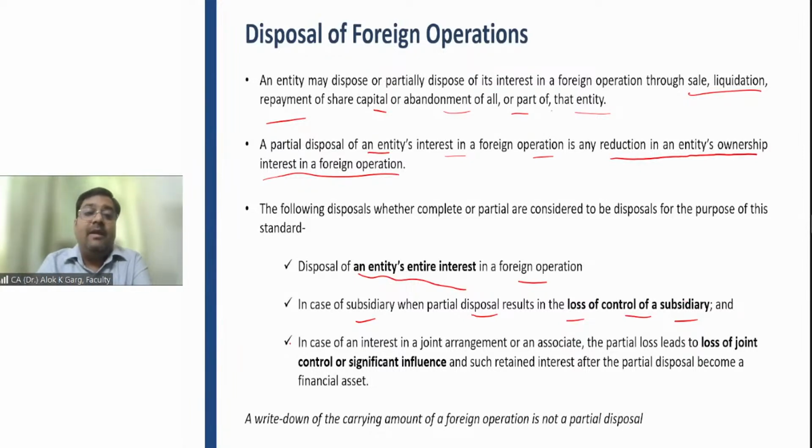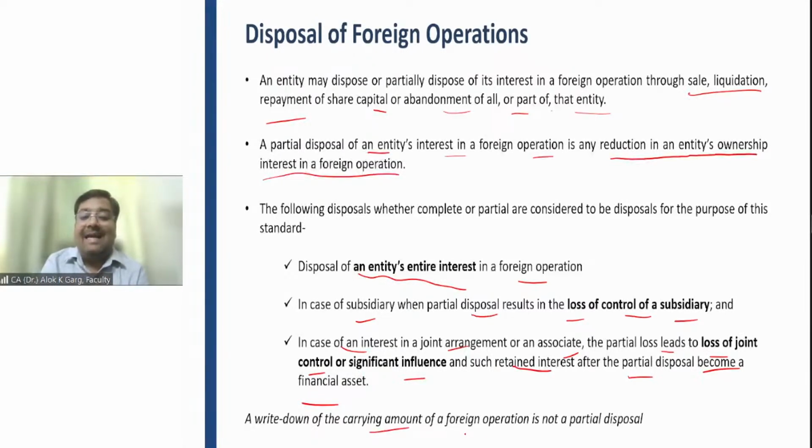We'll discuss this. In case of an interest in a JV or associate, the partial disposal leads to loss of control or significant influence, and such retained interest after the partial disposal becomes a financial asset. For example, I had a stake in an associate of, let's say, 30% or 25%. I have sold a 10% stake, right? So my remaining stake will become a financial asset. Whatever stake I have disposed of, the foreign currency translation reserve to that extent will go to P&L, right?